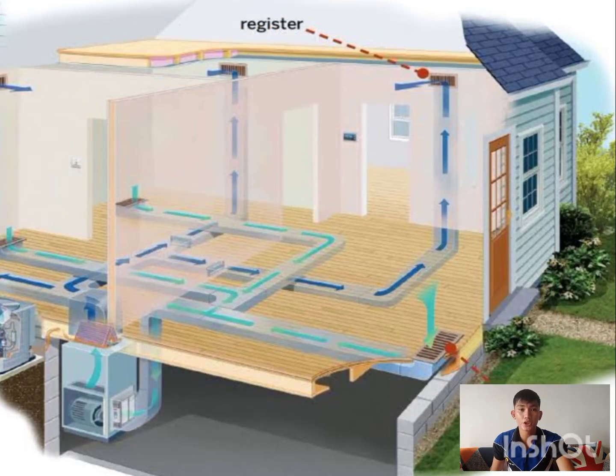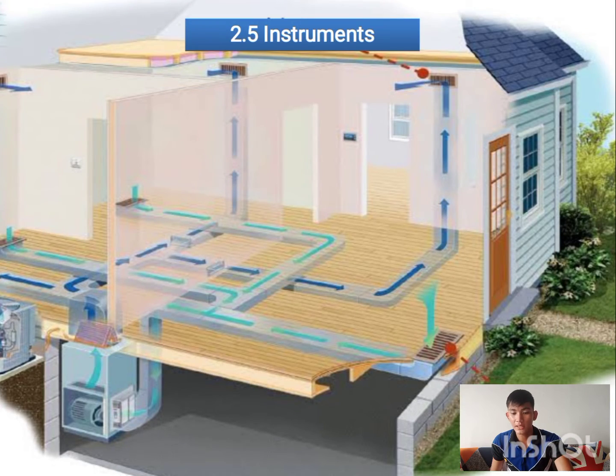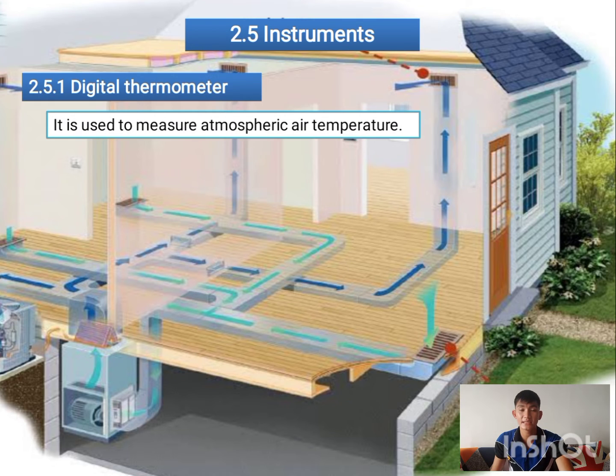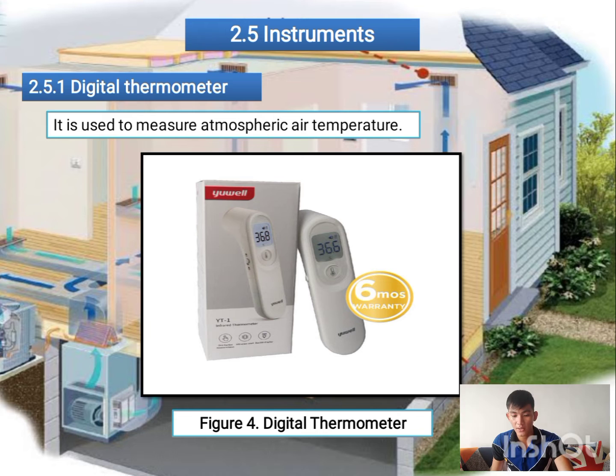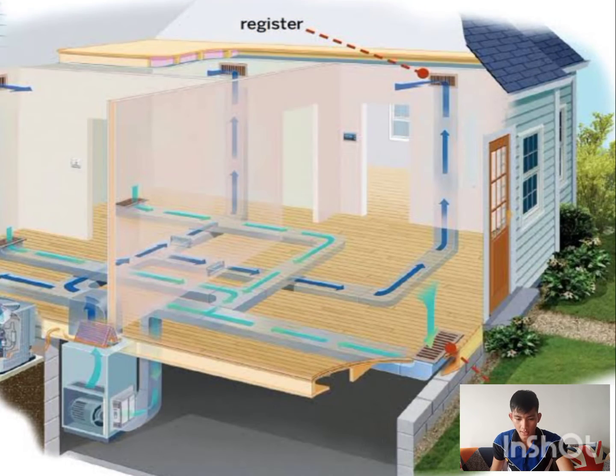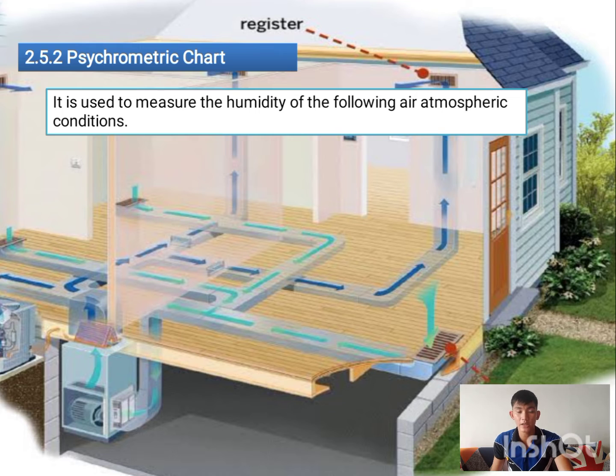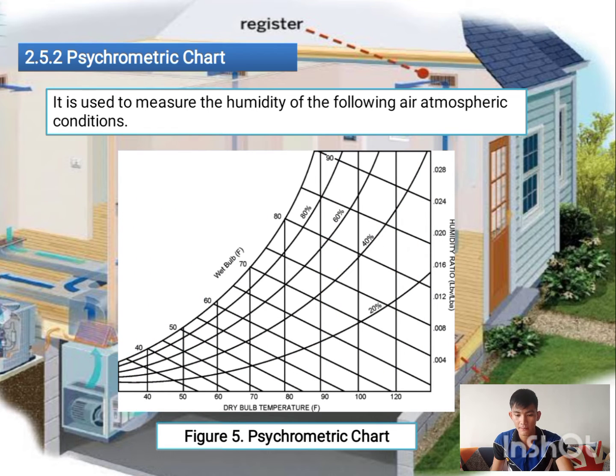So now let's proceed to the instruments. So the instruments being used to measure the data. The first one is the digital thermometer. It is used to measure atmospheric air temperature. As you can see in the figure, this is the digital thermometer that atong gigamit for measuring the atmospheric air. Then next would be the psychrometric chart. It is used to measure the humidity of the following air atmospheric conditions. So gamit siya sa pagpangita sa atong humidity ratio.